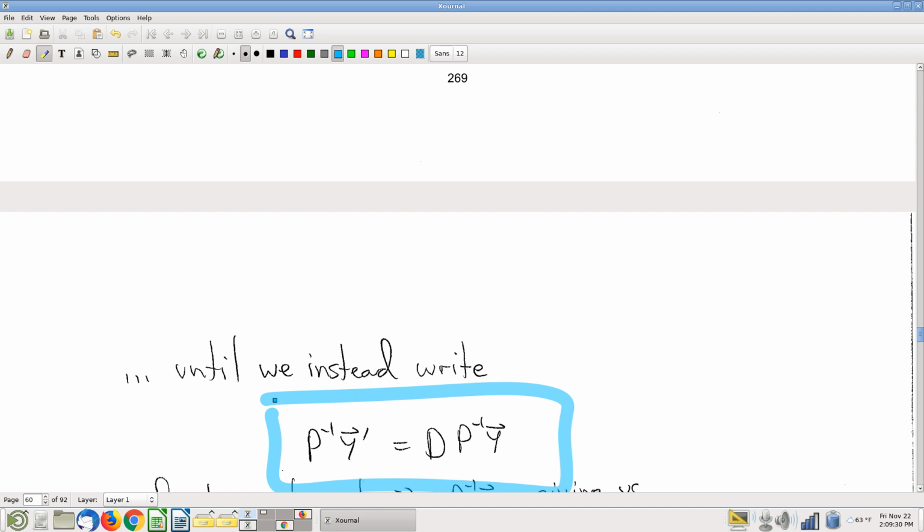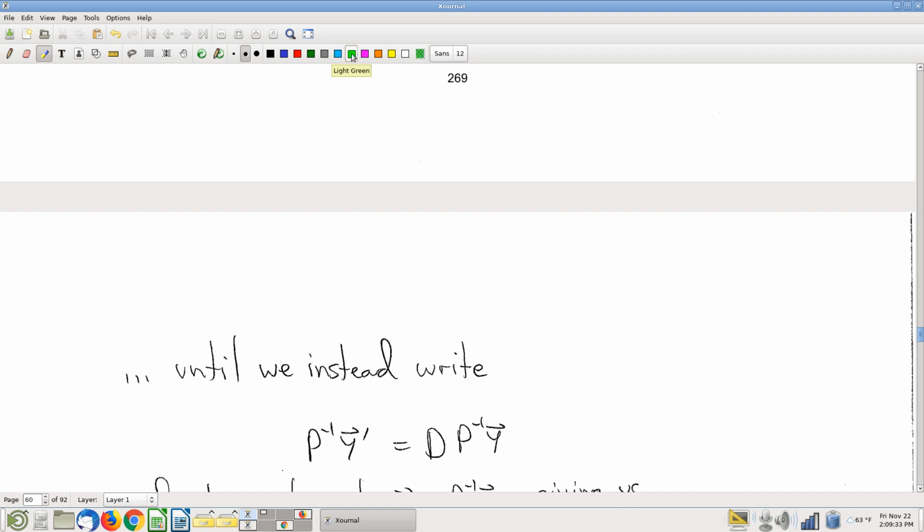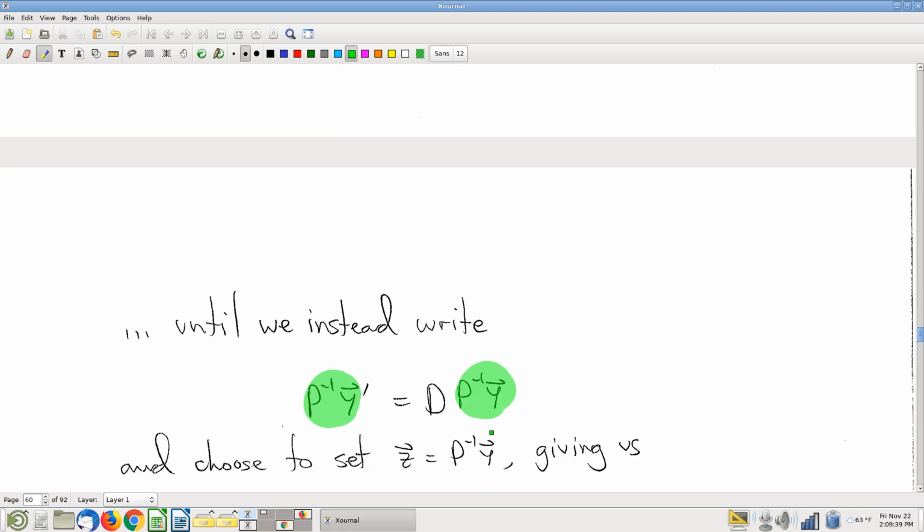Right? Here's the clever move then. The clever move is to just give P inverse Y a name. We're just going to call that Z. Keep in mind, P is a change of basis matrix, therefore P inverse is a change of basis matrix. So really, we're just doing a change of basis on Y. These Y vectors are vectors in Rn, coordinates with respect to a basis. These Z vectors are just coordinates with respect to a different basis, P inverse being, as it is, literally a change of basis matrix.